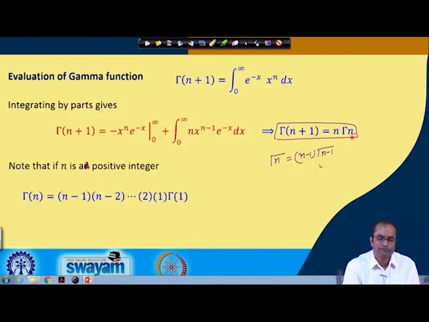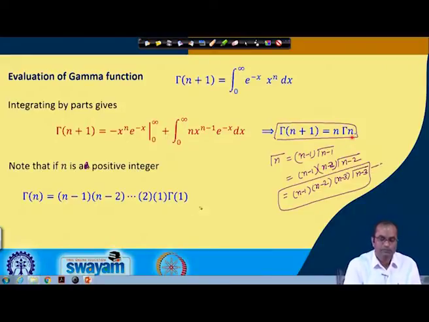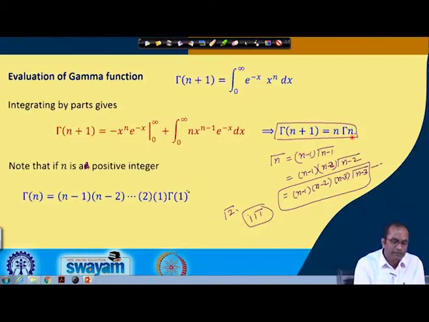Again, for gamma n minus 1 we can use that relation. So, we have n minus 1 and n minus 2 and gamma n minus 2, and we can keep on repeating this. Then n minus 3 gamma n minus 3. We will continue this until we get 2, 1 and then gamma 1. At some point we will get gamma 2, which we can write as 1 times gamma 1, and so on.